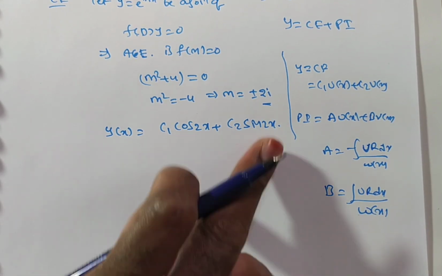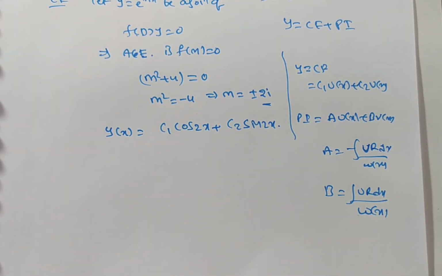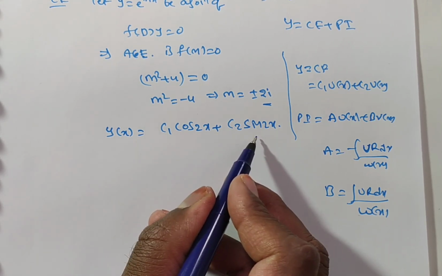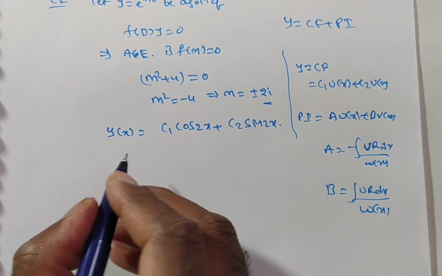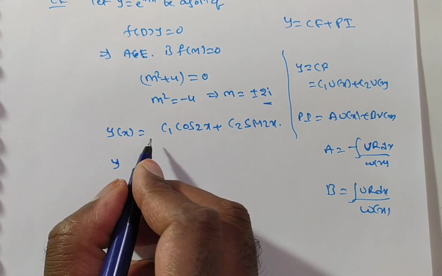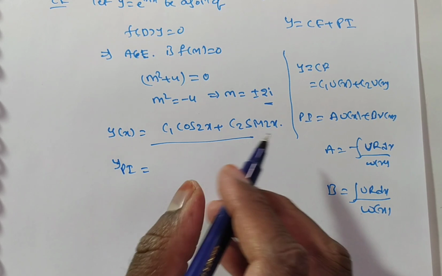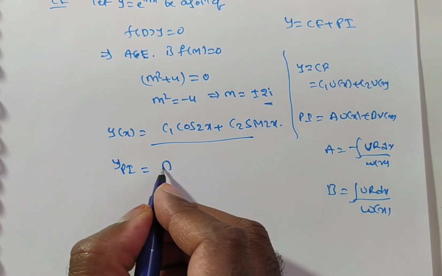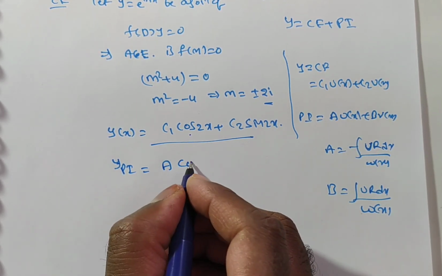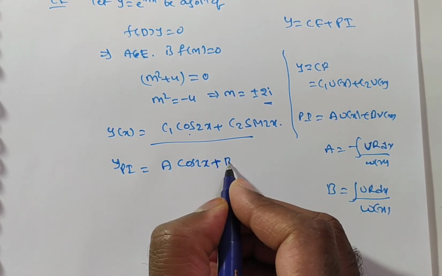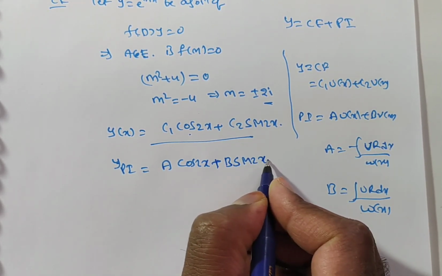Yes, and we need to follow the same method now. It is like c1 u(x) + c2 v(x). So in this case the complementary function is this one. Now the particular integral is y_PI = a·u(x) + b·v(x). What is u(x) here? cos 2x. What is v(x) here? sin 2x. That's it.